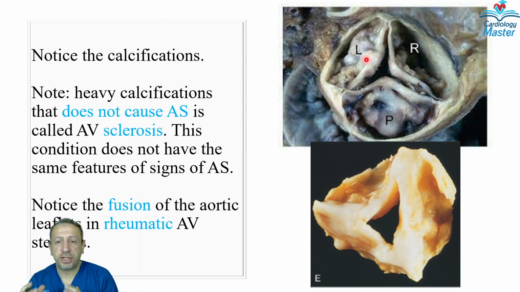Those calcifications cause limitation of the valve movement, causing an element of obstruction. The valves don't open and function normally anymore. But you can notice here that the edges of the leaflets are spared and not fused together, which is an important clue in your exams and MCQ questions.